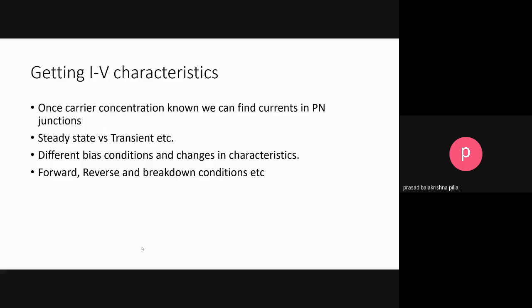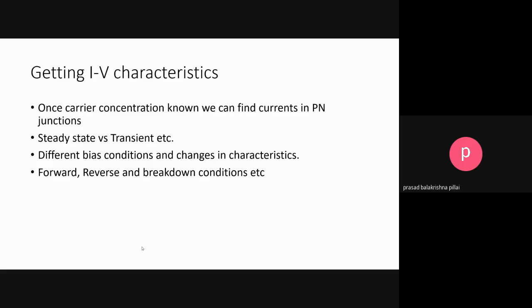Once the carrier concentration is known, we can find currents in the PN junction. Then we can look at steady state versus transient. Steady state means after a large amount of time, the DC condition. Transient means the transient response, including the AC response. AC, of course, means the frequency response. Transient means time response.